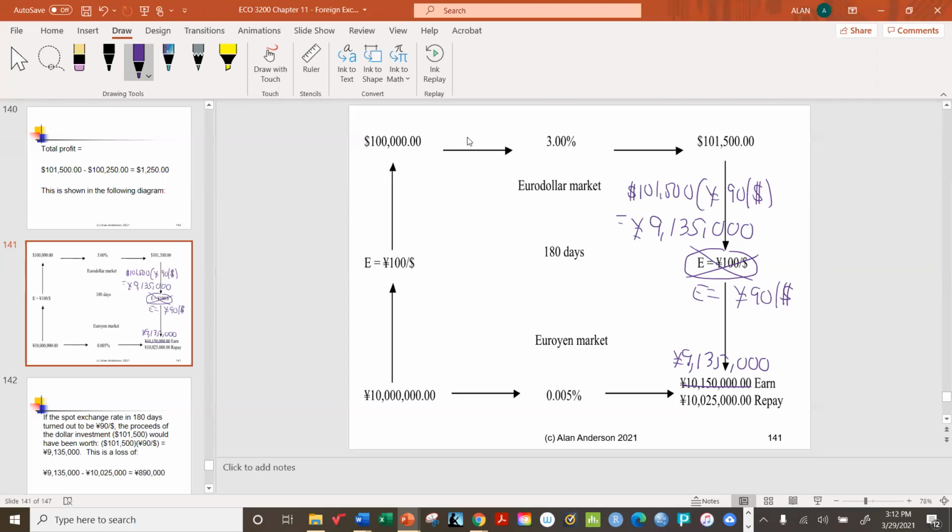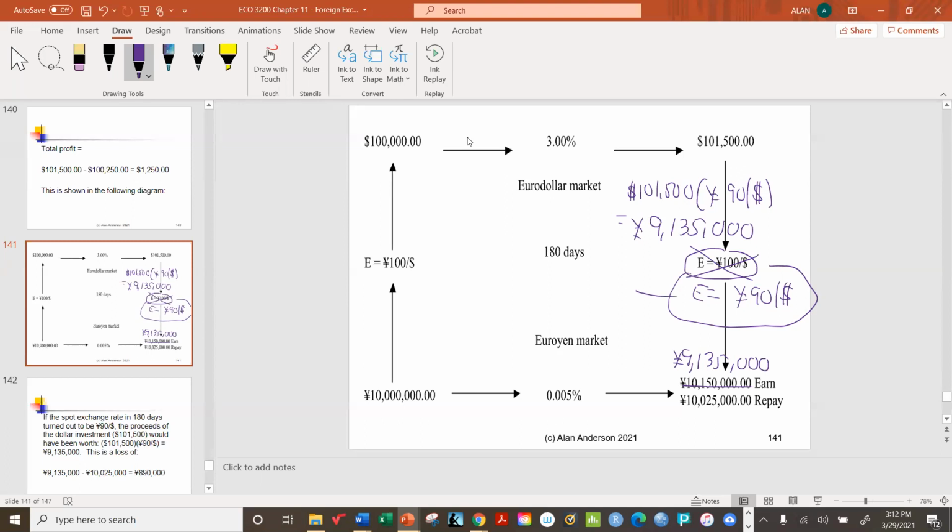You notice how there's a risk here. We did not enter into a forward contract. Now, the reason why we did not enter into a forward contract is because if we did, we would have ended up with exactly the same amount of money that we started with, and none of this would have made any sense. So basically, we're saying to ourselves, we're willing to take a chance that the yen will not get any stronger. And if we're right, we'll make money off the difference between the two countries' interest rates.